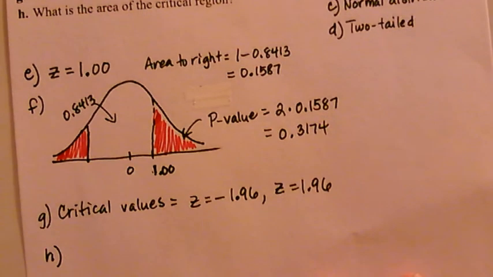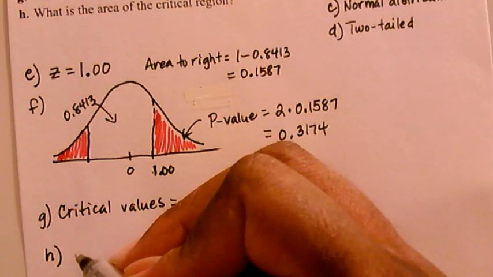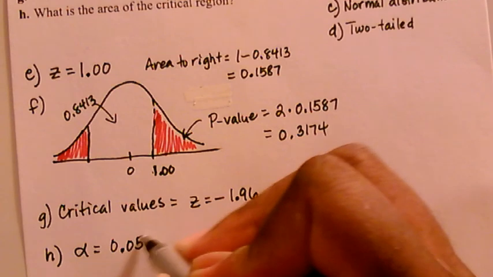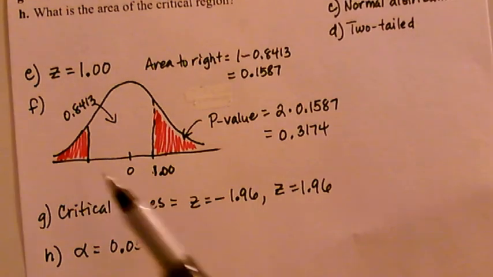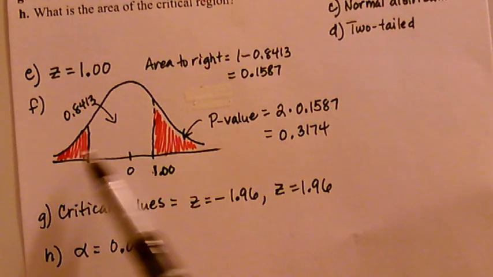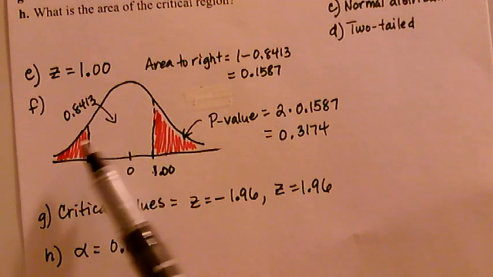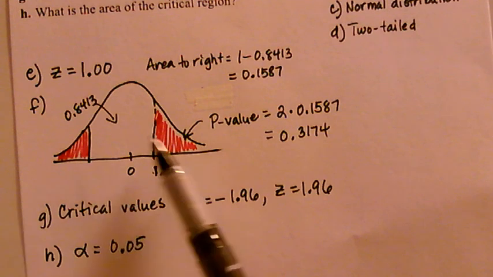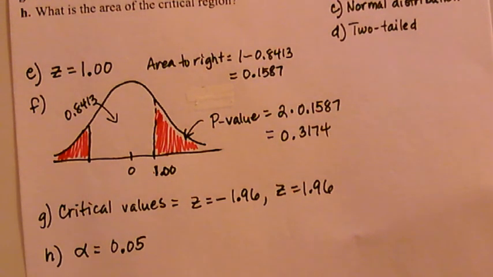Now part H is what is the area in the critical region. Well, the area in the critical region is your alpha level. That's 0.05. So here, if we were dealing with these critical regions right here, that's 0.025. That's 0.025. Put them together, you'll get 0.05. Okay.